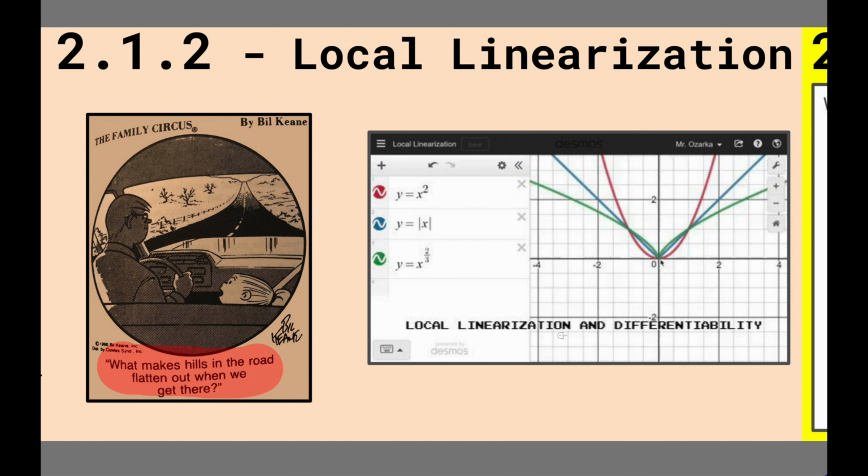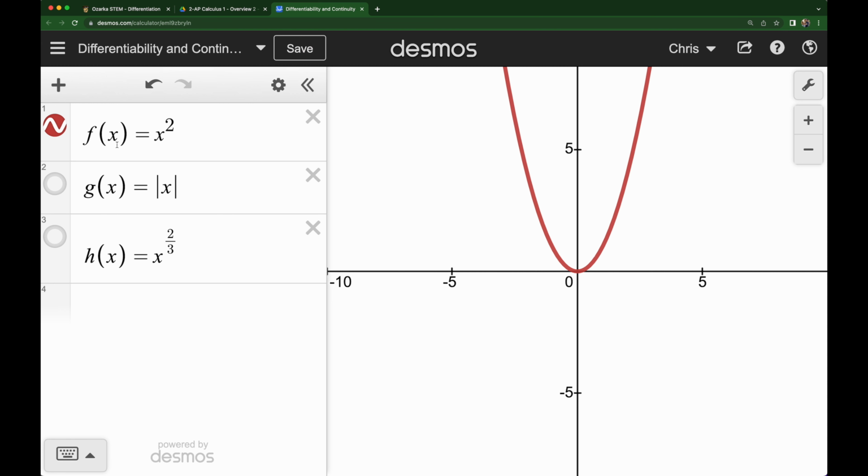So right here, it says local linearization and differentiability. And what we're essentially going to do for this is look at the graphs of this rather than just looking at this still image. So first, let's look at this graph here. Here is the graph of x squared in red. What we're going to do is zoom in on this graph and see what happens as we zoom in. It's kind of like that comic that we just talked about a second ago.